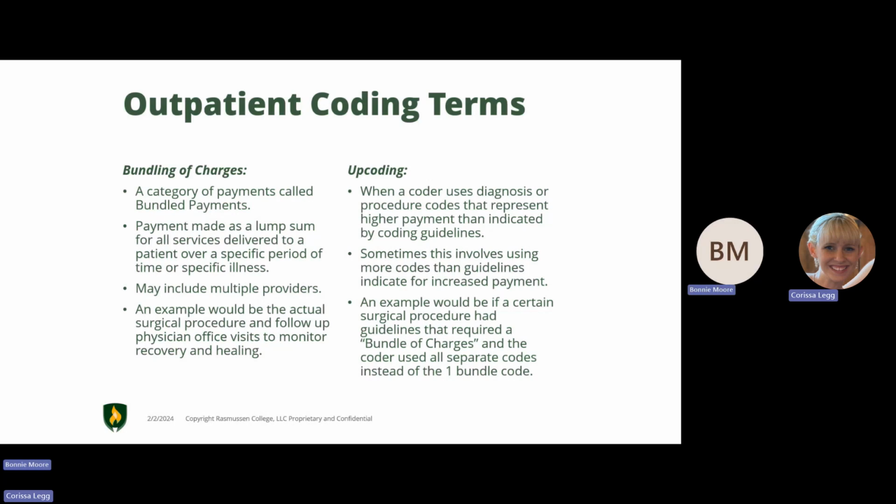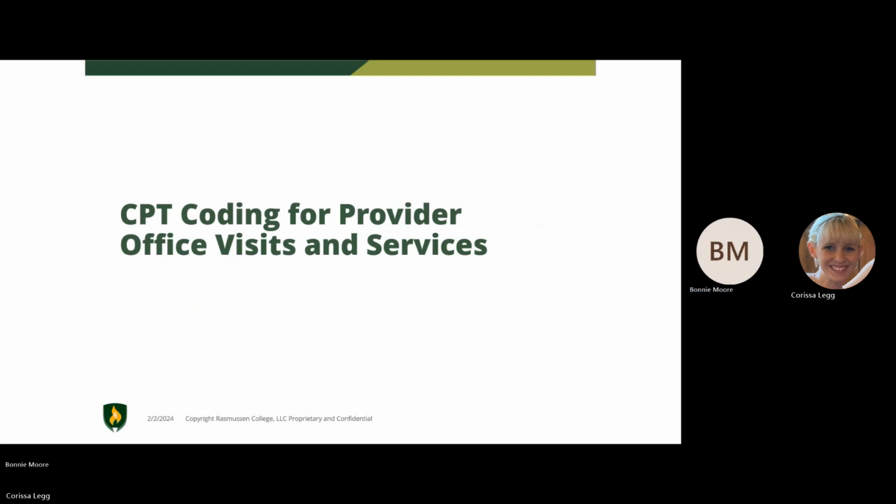And another example would be what we call unbundling. Instead of bundling up the charges, you're breaking them all apart into individual codes instead of one code. And when you do that, it actually adds up to a higher level of bill. And so if the guidelines indicate it's a bundled payment and the coder breaks it down into all separate codes, that again is illegal.